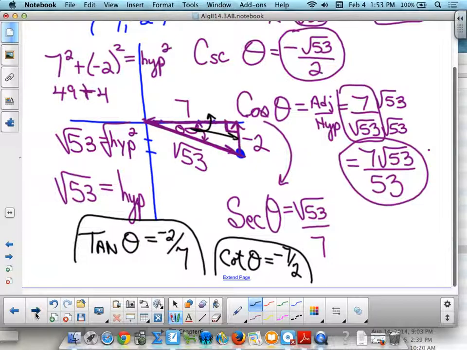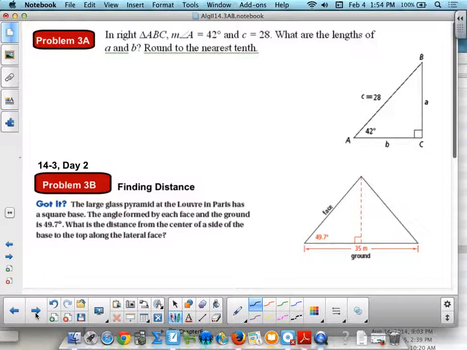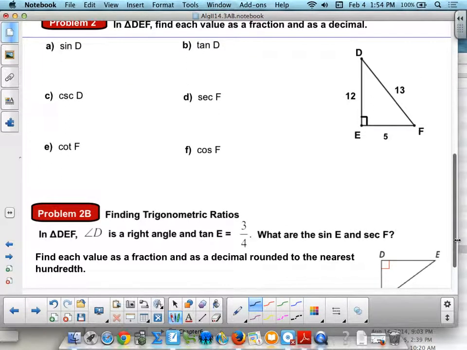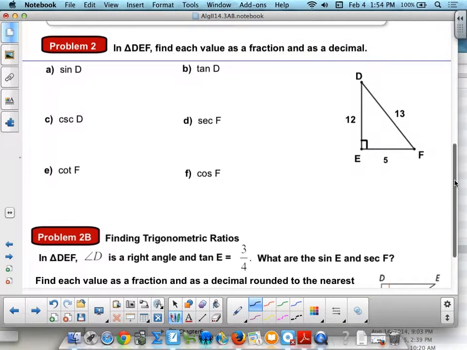Okay, keep going. This is where I ended up quitting in the last class. So where am I at now? Problem 2. I'll go back. We have a problem 2. Okay, must be here. Yep, here it is. Okay, problem 2. Now you look at this triangle.